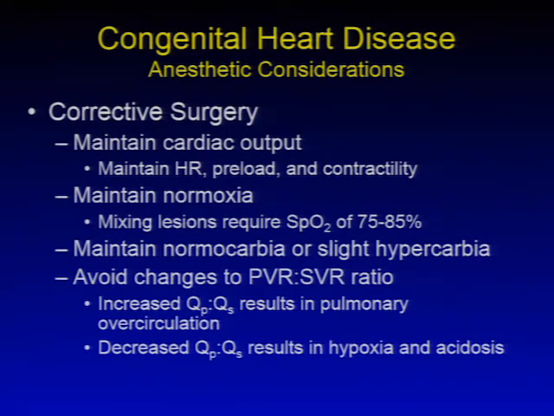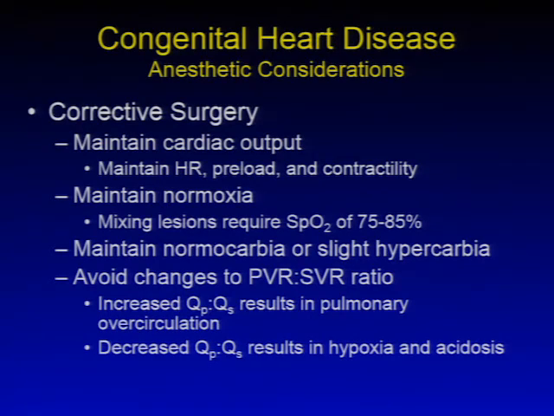Some of these children will have mixing lesions or shunting lesions, and their saturation will be, in the child based on the lesion, 75 to 85%. For that child, that's an appropriate saturation. On the other hand, if the child is saturating at 100% and should have a circulation in series, then they should be maintained at their normal saturation, which is 100% oxygen.